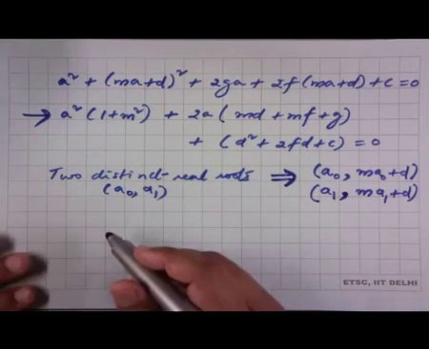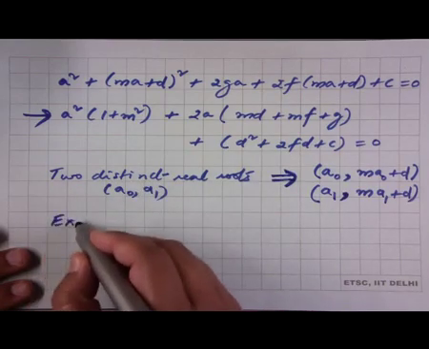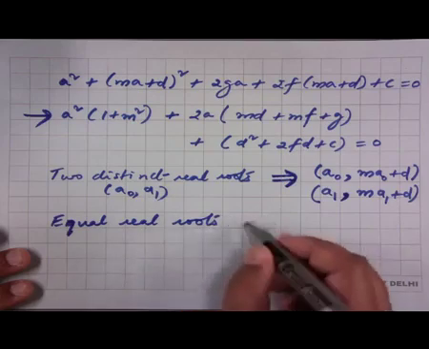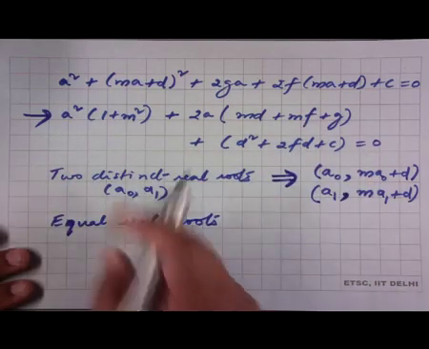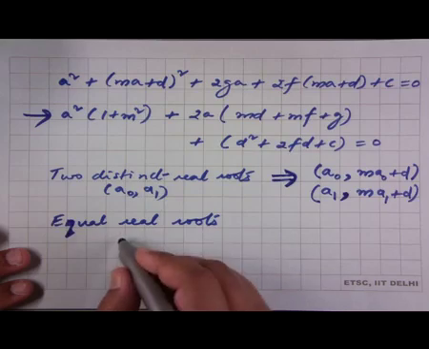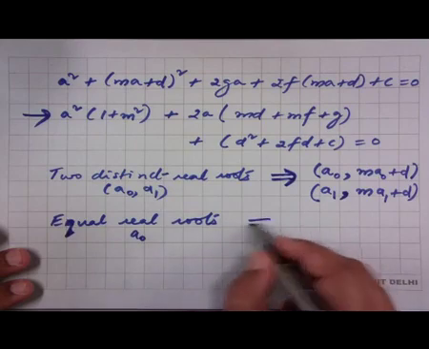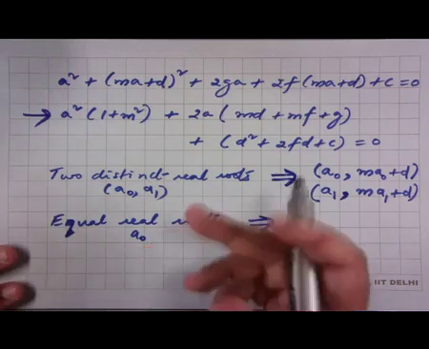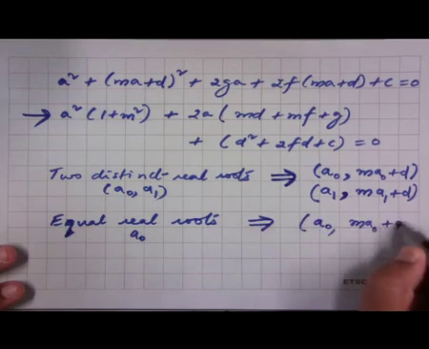Another case could be where in this equation we have equal real roots. Basically what it means is that we just have one root which is repeated. So, let the root of this equation for this case be denoted by a0. And therefore, in this case where both the roots are equal to a0, we will only have one point of intersection, and that point will be a0 comma ma0 plus d.